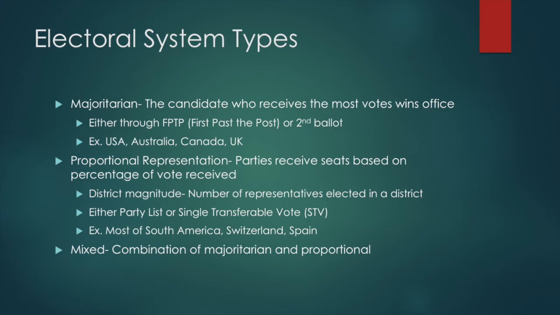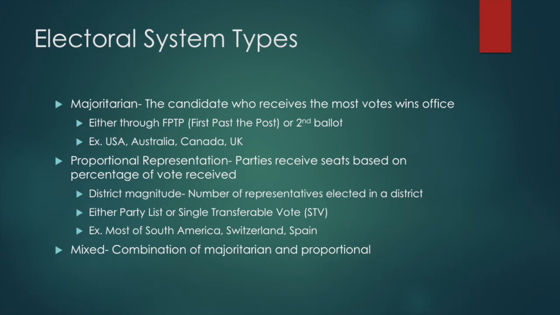But today, our focus is on proportional representation, an ideology where parties receive seats based on the percentage of votes that they have received. The number of seats allotted in a district is called the district magnitude. For example, if the district magnitude is 10, then the number of seats up for grabs in the district is also 10. For a majoritarian electoral system, that number would be 1, as there is only one seat up for grabs.